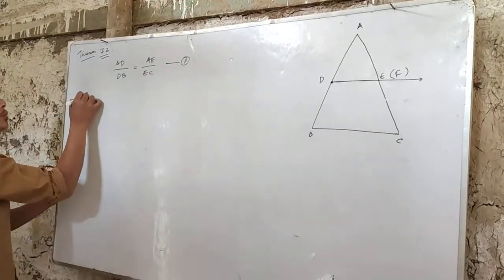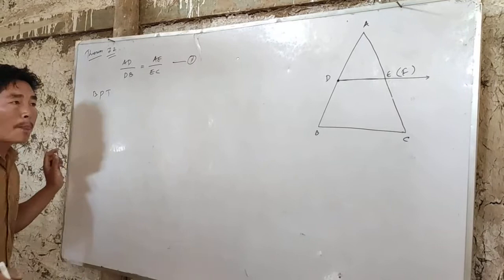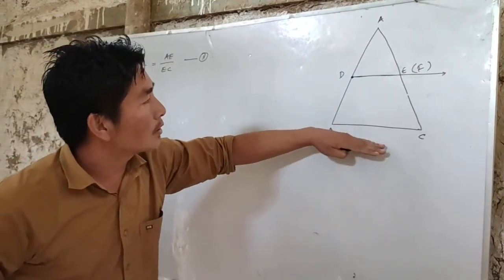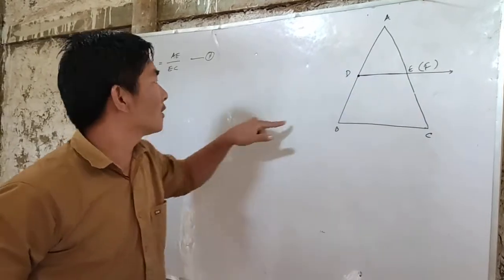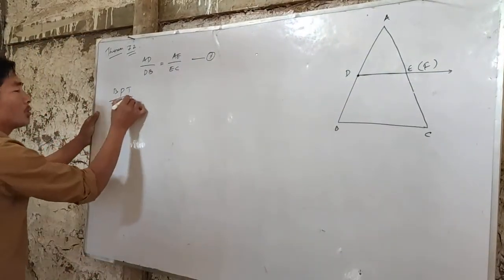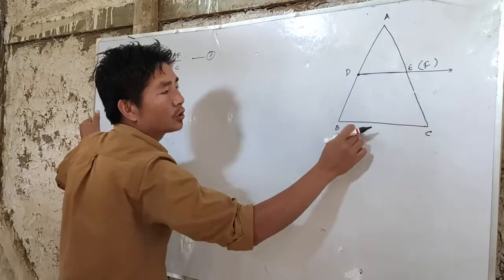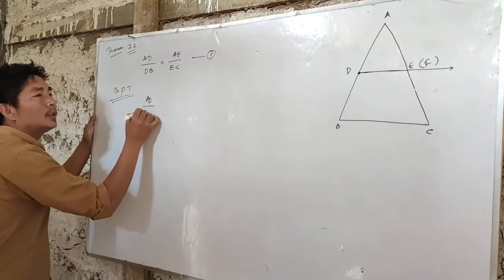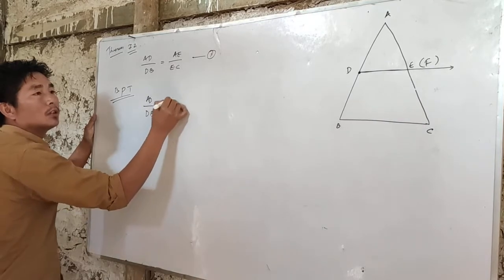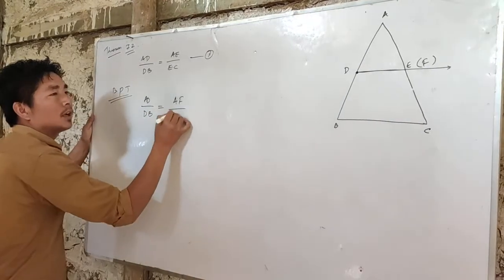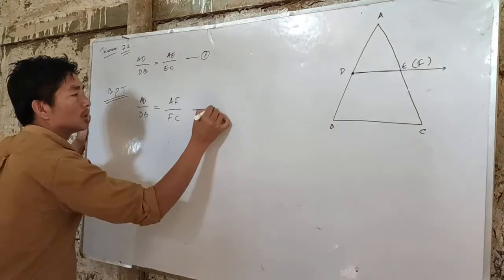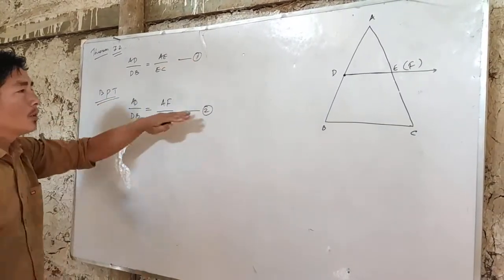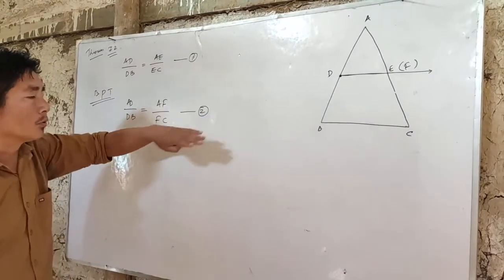Now by the basic proportionality theorem, let's call it BPT in short, if a line is drawn parallel to one side of a triangle, then it divides the other two sides in the same ratio. So by BPT, since DF is drawn parallel to BC, we get AD divided by DB is equal to AF divided by FC. Let's call this equation 2. Equation 1 is the given condition. Equation 2 is from the construction, that is DF is drawn parallel to BC.